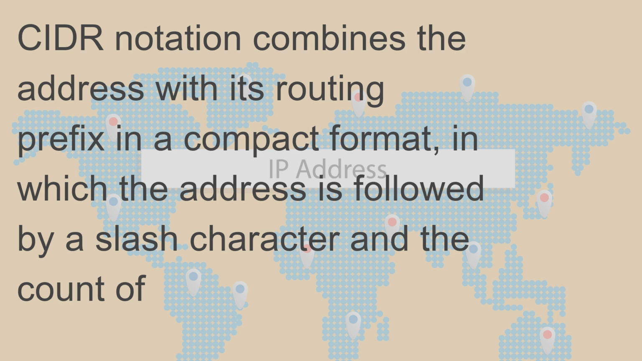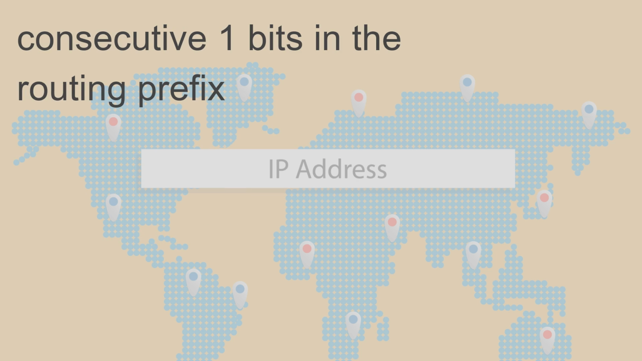CIDR notation combines the address with its routing prefix in a compact format, in which the address is followed by a slash character and the count of consecutive 1 bits in the routing prefix.